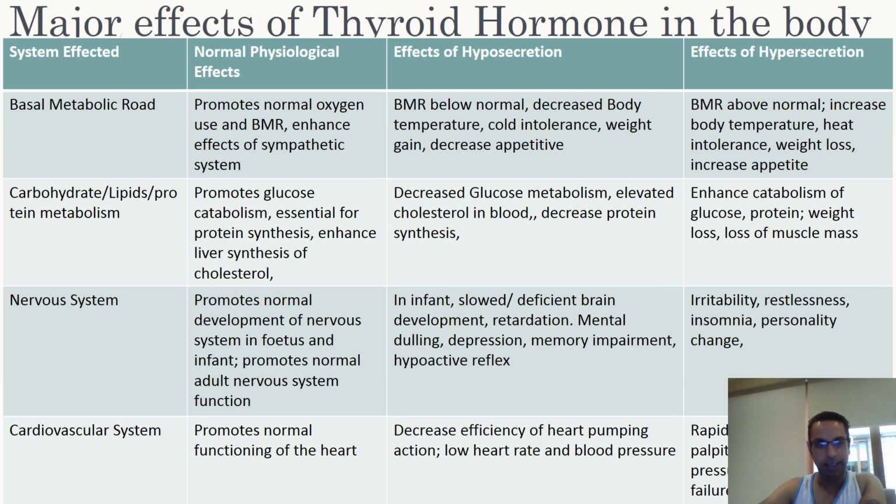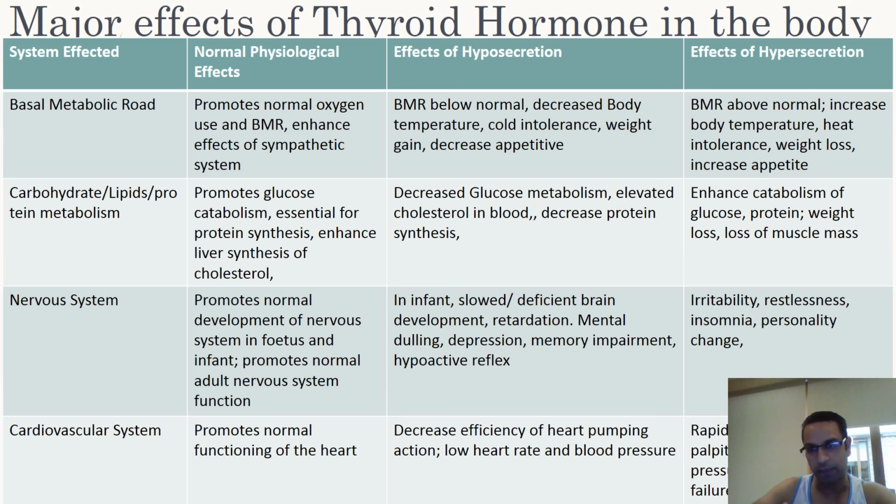The next one is the nervous system. It promotes the normal development of the nervous system in the fetus and infant, and that's due to the iodine as well. You can watch another video which I've done on iodine, on how iodine deficiency can cause mental retardation in the unborn children, I mean in the fetus and the infants. That's where I've put it, and it promotes the normal adult nervous system as well. In my iodine video, I've put more info about it.